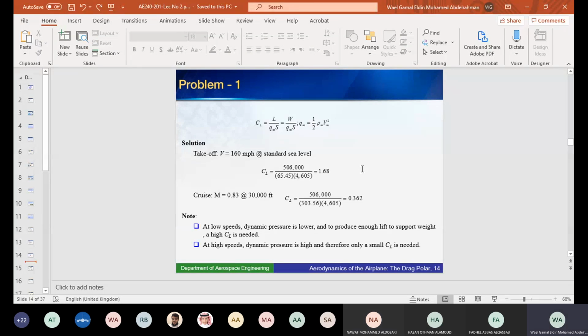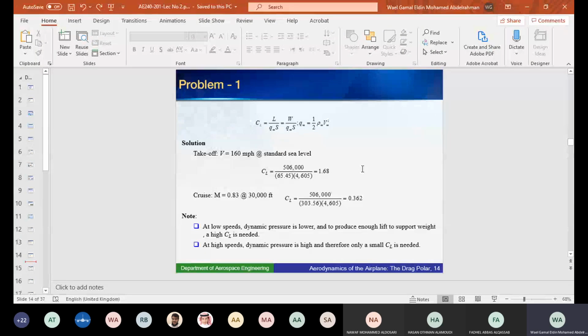Let me put it this way. V landing is lower than V takeoff. So CL landing has to be higher than CL takeoff to generate the same lift, right? Yes. But there is a catch here. The catch is the weight during the landing is not the same as the weight during the takeoff, right? So if the weight of the landing is way lower than the weight of the takeoff, then maybe CL would be the same as the 1.68 or sometimes even lower. It all depends on the weight and the speed.